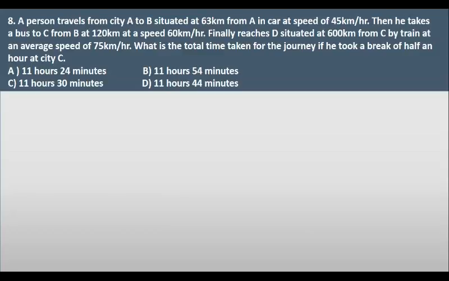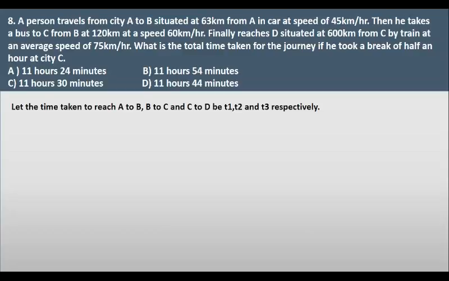In this problem, we need to calculate the time taken by the person for the entire journey. So let us solve this question in parts. We first calculate the time taken from A to B, from B to C, and then from C to D, and finally add all the individual values that we have got to find the final answer. So now let us assume that the time taken to reach A to B, B to C, and C to D be T1, T2, and T3 respectively.